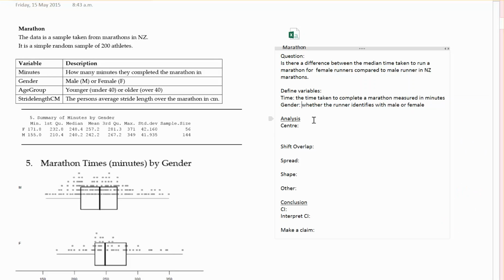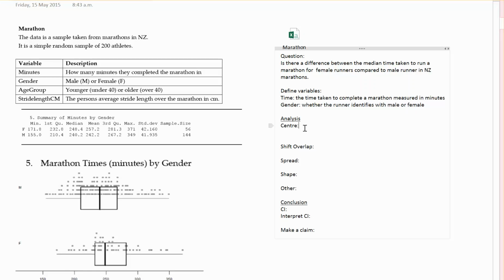Okay, so for the next step I'm going to be talking about my analysis. So let's look at the center. Again, the center is just going to be comparing the average that I'm looking at, which is the medians. So let's take a look. My median for females is 248.4 minutes. My median for males is 240.2 minutes. So how would that look if I typed it out?